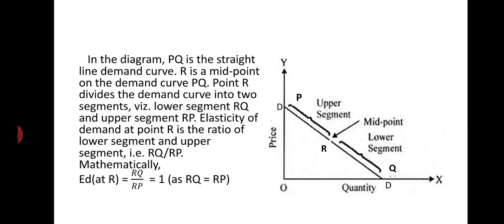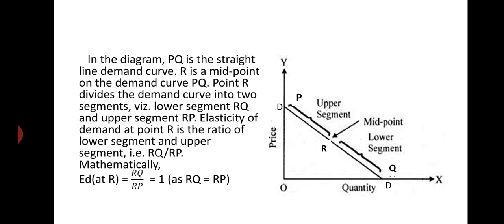Let us see. Here a linear demand curve, or a straight line demand curve, is given. That is the demand curve DD, or we can say PQ. PQ is the straight line demand curve given here. R is the midpoint on the demand curve PQ. Point R divides the demand curve into two segments, that is, lower segment RQ and upper segment RP.